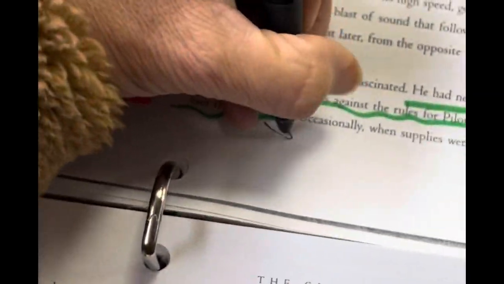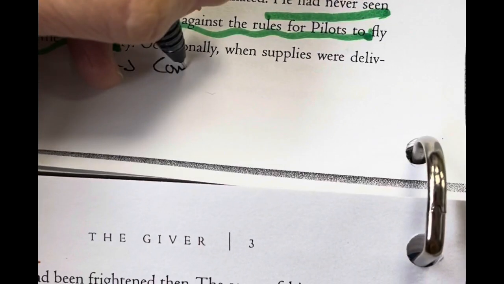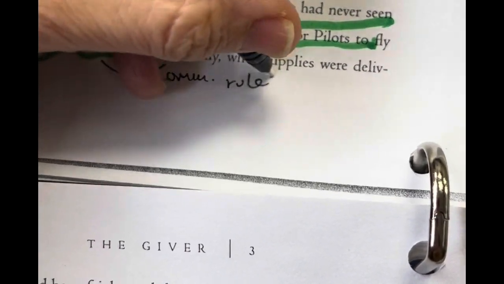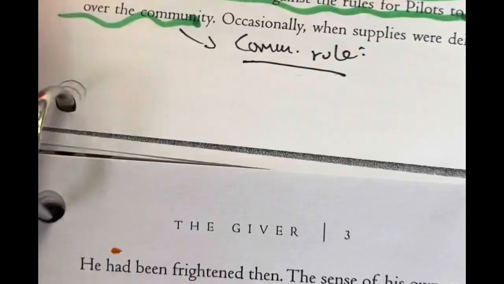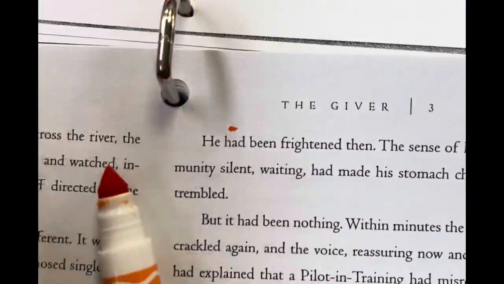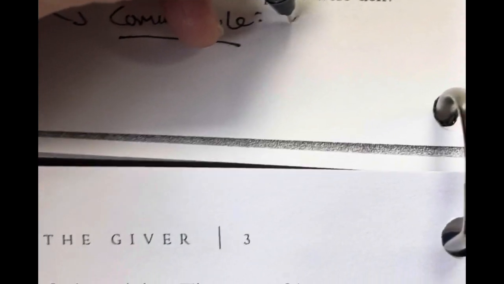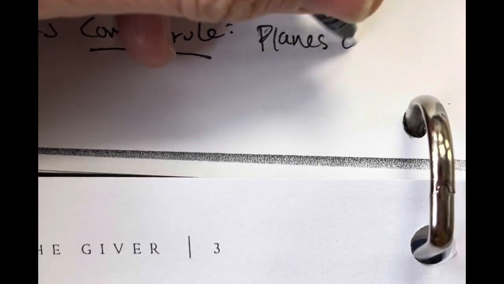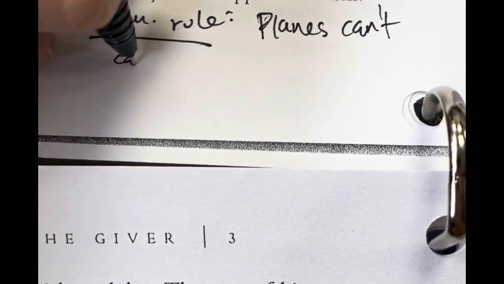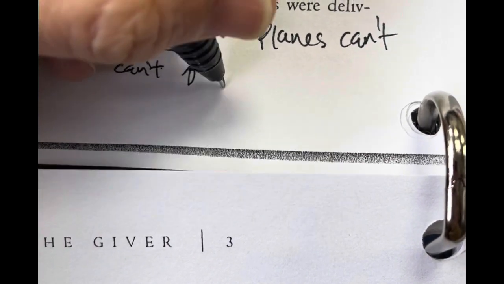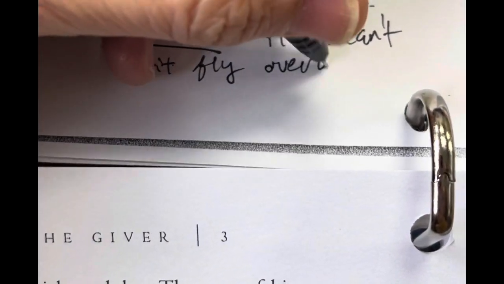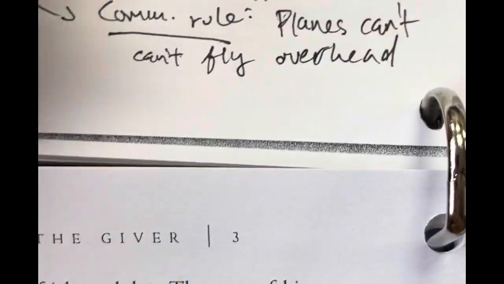So I would say community rule, right? Just like your utopian community has certain rules, certain laws that you came up with. I would say a community rule, planes can't fly overhead. I think it's weird.